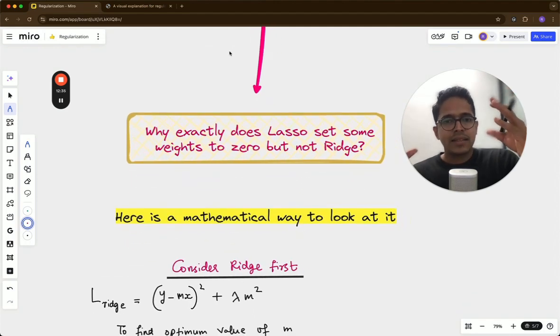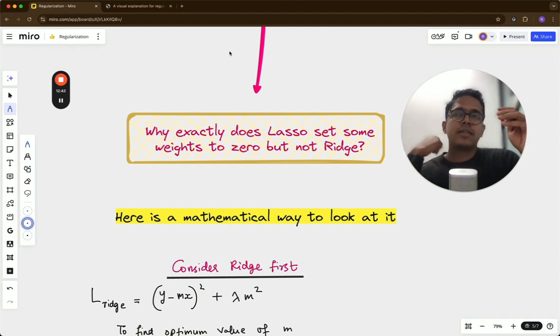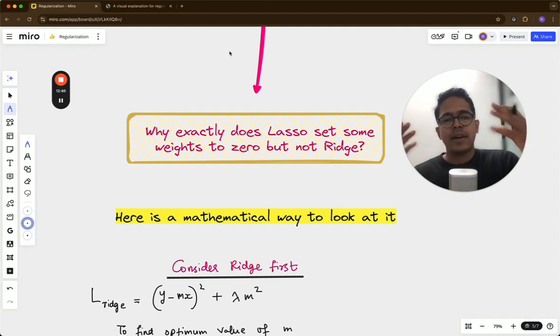How is this happening? And that is the question that we want to discuss next. Why exactly does Lasso set some of the weights to be exactly zero, but not ridge regression? If you can answer this question, or if you can truly understand why this is happening, I would say you have a fairly good understanding of regression as a whole.